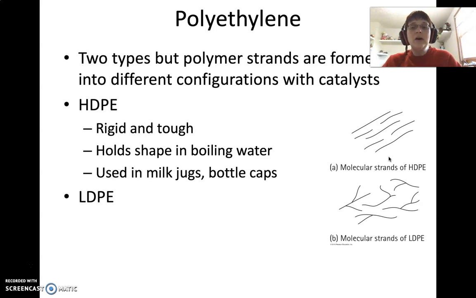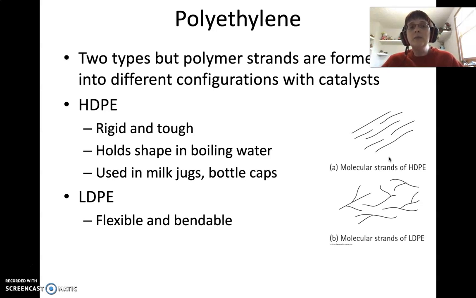The other type of polyethylene is LDPE, low density polyethylene. And if you look on some of the containers that these are made out of, you may actually see these letters stamped on them. It's usually around the recycle symbol that you'll see these letters.